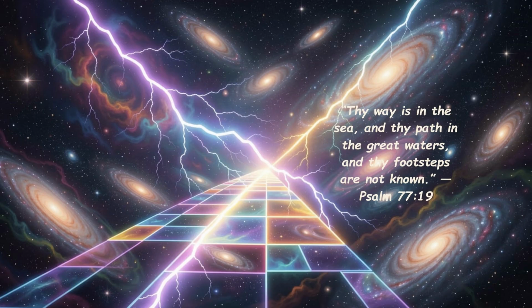The 7 galaxies. These represent the precession of the equinoxes and the cycles of time. You are moving through the history of the universe to reach the future. 2299. The dual lightning bolts. The blue and gold energy paths show the tidalectic, the constant flow between your land roots and your sea routes into the divine. The verse, "Thy way is in the sea, and thy path in the great waters, and thy footsteps are not known." Psalm 77 verse 19.